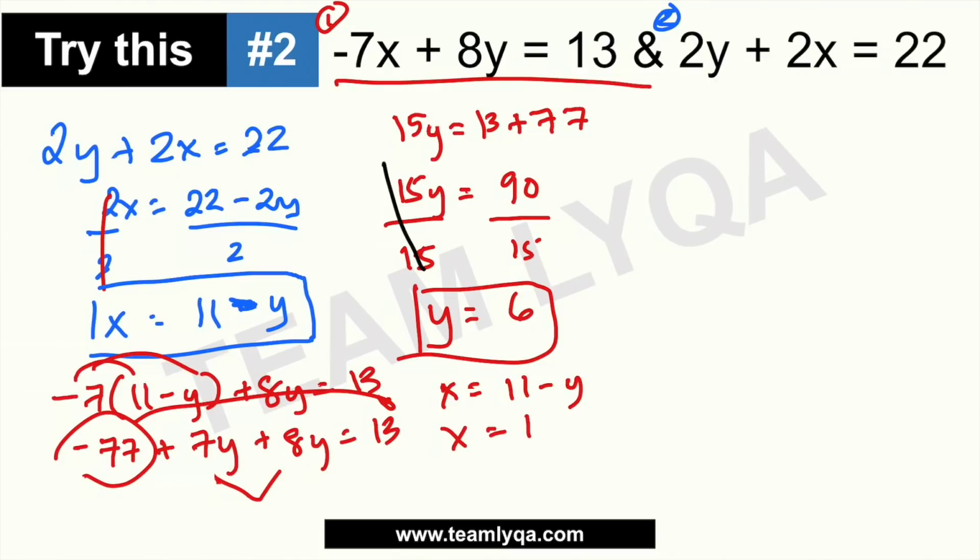So, x is equal to 11 minus 6. Kasi sabi natin 6 yung y. So, magiging x is equal to 5. So, yan, may sagot na tayo. Ang y ay 6, ang x ay 5.